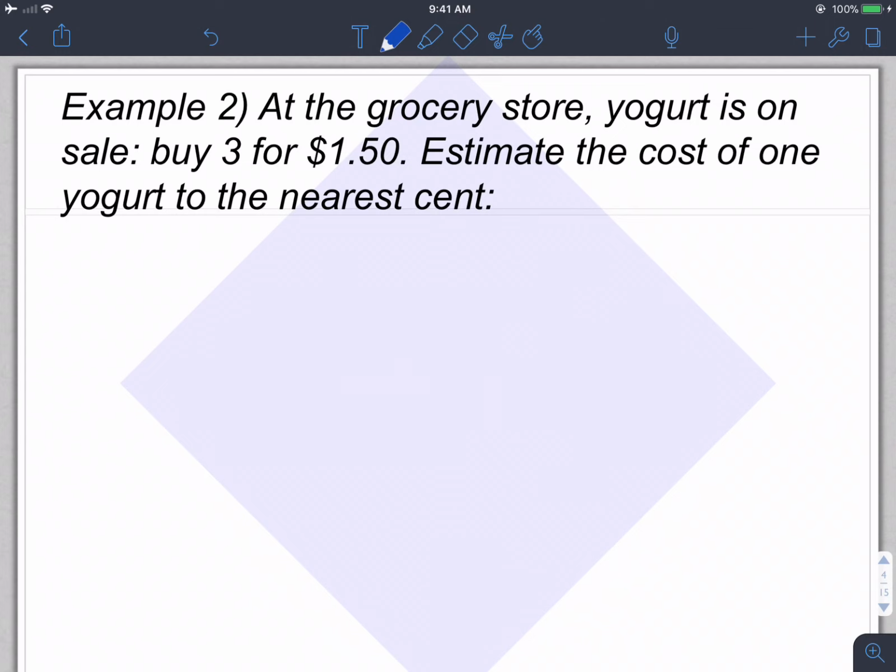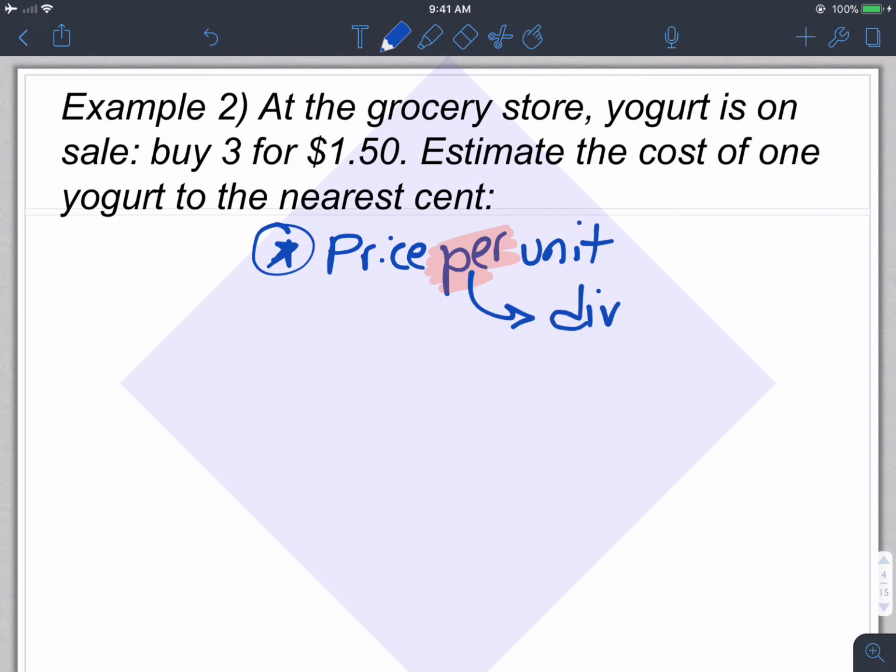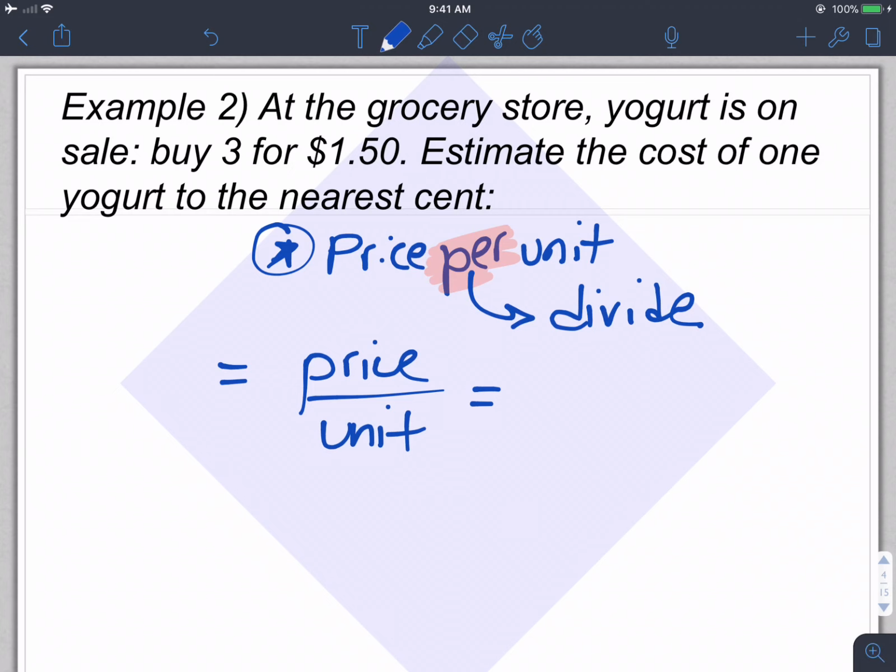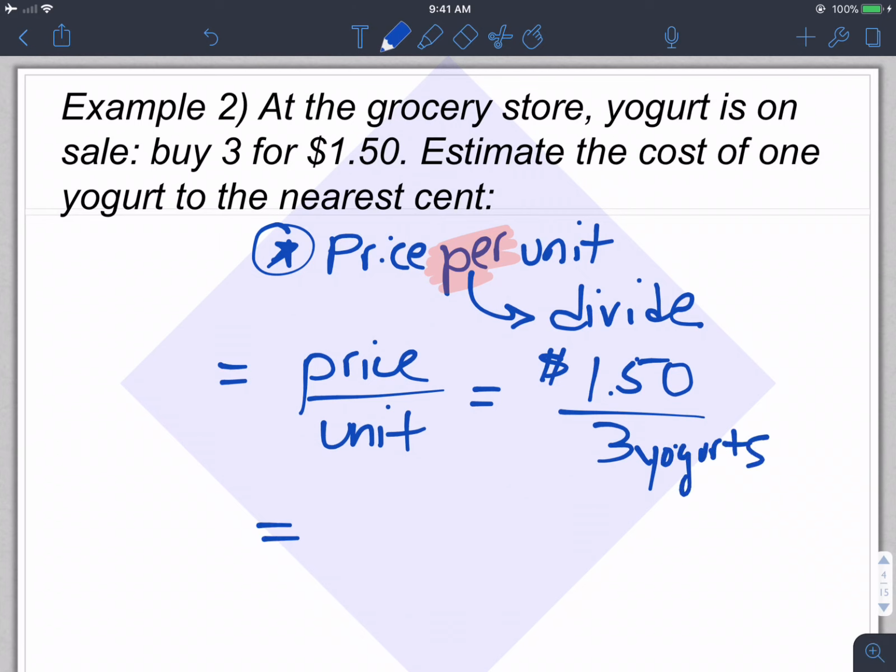So, 3 for $1.50. Estimate the cost of 1 yogurt to the nearest cent. Okay, what this involves is price per unit. And the key word being per, which means divide. So we're going to write price on top, unit on bottom. So you think about it, okay, what's going to go on top, the 3 or the $1.50? The $1.50 has to go on top. I'm spending a total of $1.50. It gets me 3 yogurts. And that will get you 50 cents each, right? So 0.5 per unit.